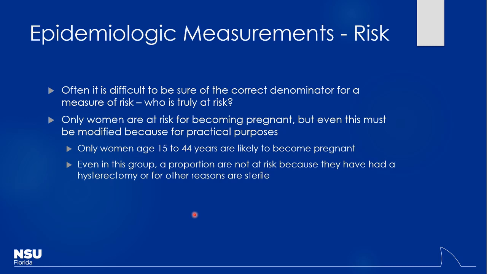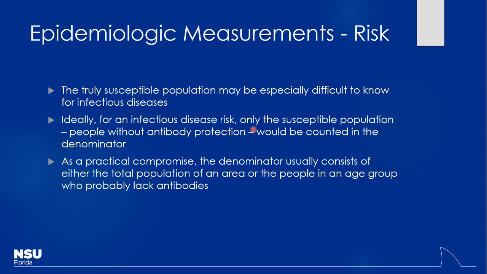Who are the people who are actually at risk of having a disease state occur? And again, it'd be people with an intact uterus and people in a certain age range, things like that. So sometimes those caveats are really important, especially when I'm considering generalizing information from a study back to my patient. So again, sometimes it's really difficult to tell who is truly susceptible.